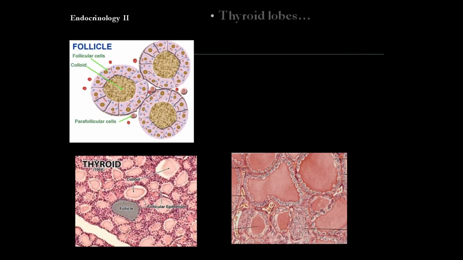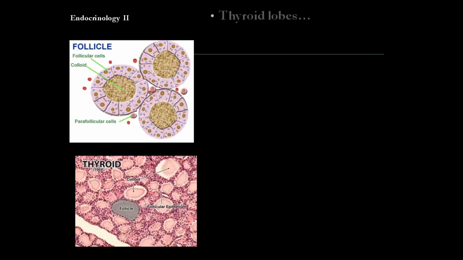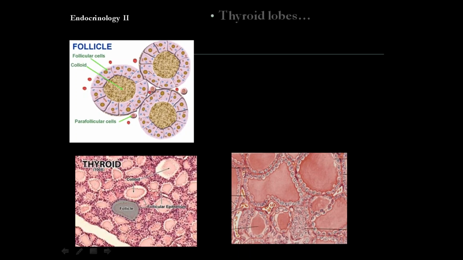Let's keep going. We were talking about the lobes, and the lobes are formed by follicles. If we take a piece of the thyroid gland and look under the microscope, at about 100 times magnification, this one on the bottom, these follicles are formed by cubical cells called the follicular cells.